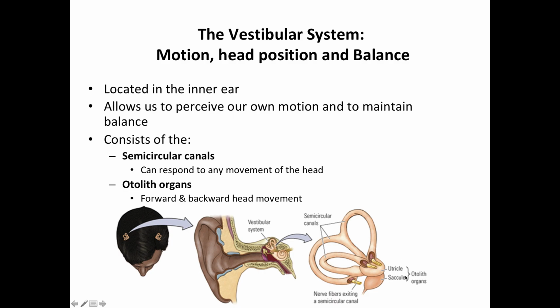And then we have these two otolith organs, which are called the utricle and the saccule. The otolith organs detect the head's linear acceleration and respond to changes in head position with respect to gravity. So the semicircular canals are important for head movement, and the otolith organs are sensitive to the head's static position in space.